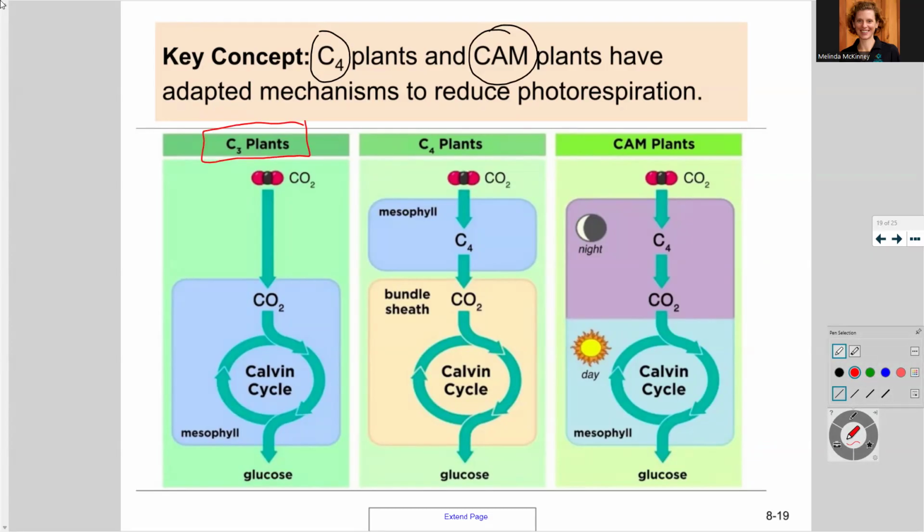So in a C3 plant, that's where carbon dioxide is fixed, in the way it was presented in this course, through the Calvin cycle to create glucose. So it combines with RuBP.